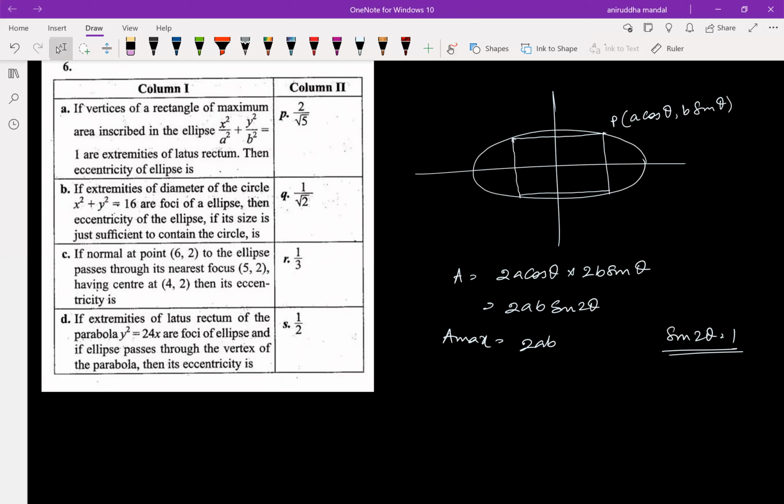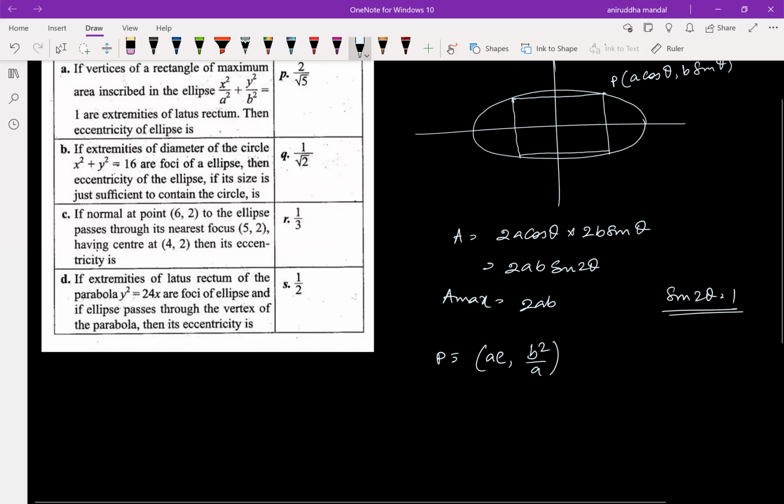this latus rectum. So let's say P point is nothing but ae comma b square by a. So in other words, if we find the area of this rectangle in terms of ae and b square by a, so this is 2ae into 2b square by a. So this is same as 2ab.